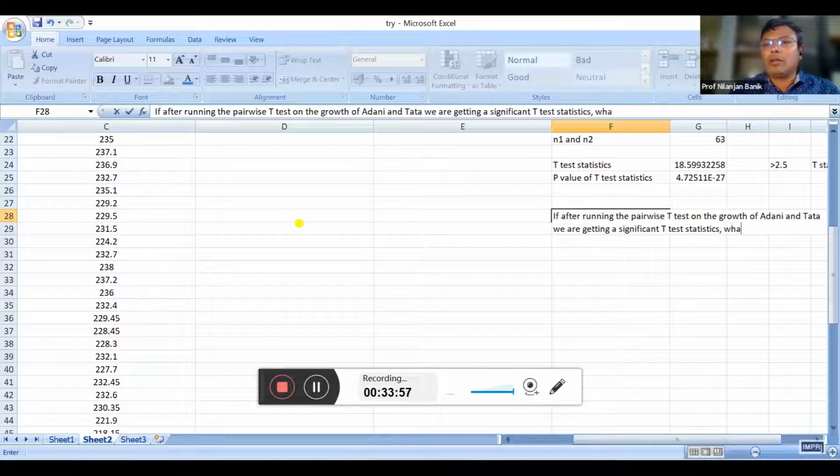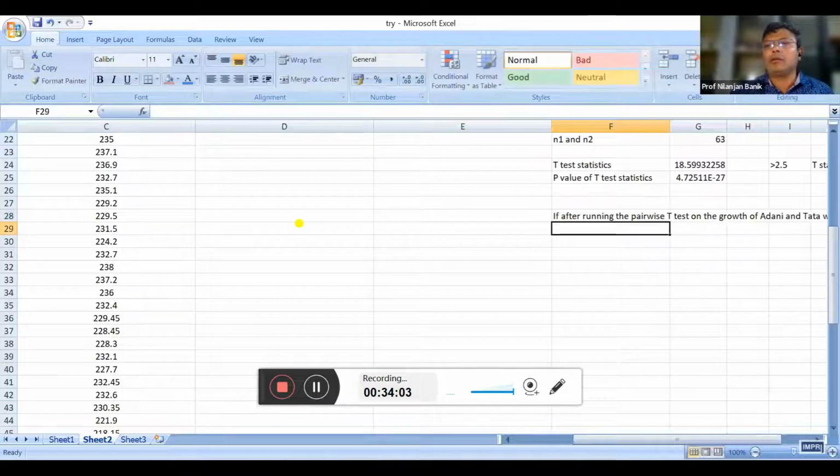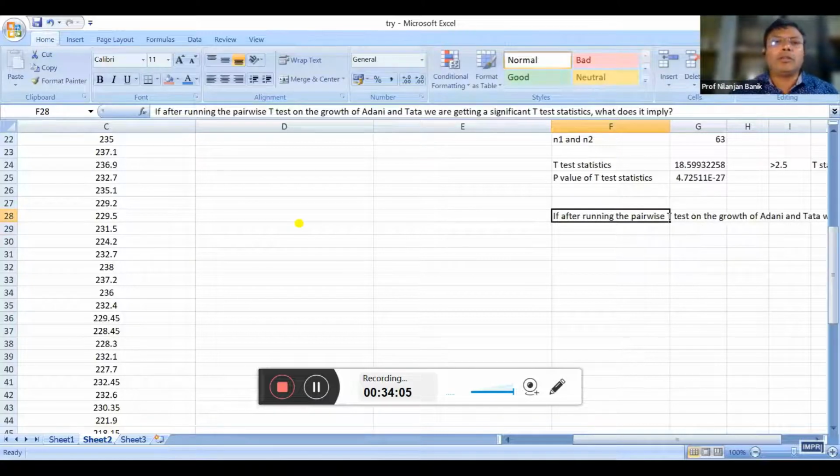Okay, what does it imply? Let me open the question for the group. So this is my question, and let me see how many of you understood. What would be the degree of freedom in this formula if the two sample sizes are not the same but different?